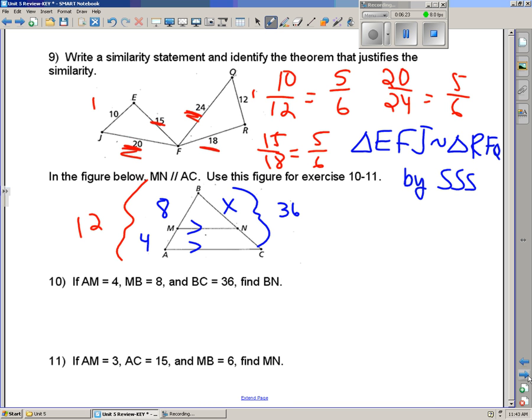I would say 8 is to 12. The top part of the left is to the whole left, as the top part of the right, x, is to the whole right. Cross multiply and solve, and you get 12x equals 288. Divide both sides by 12, and you should end up with x being 24.